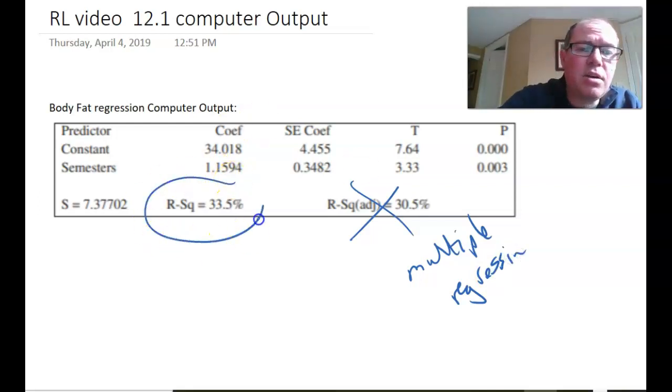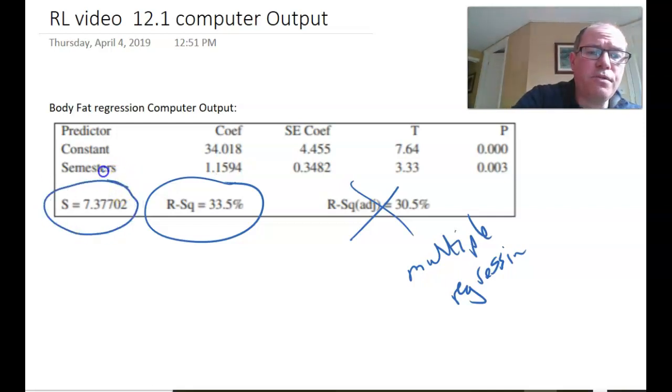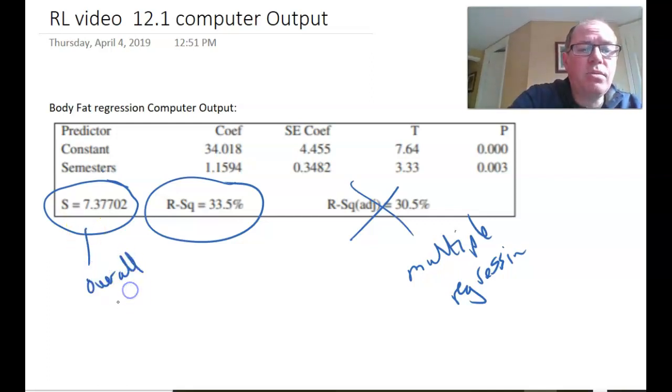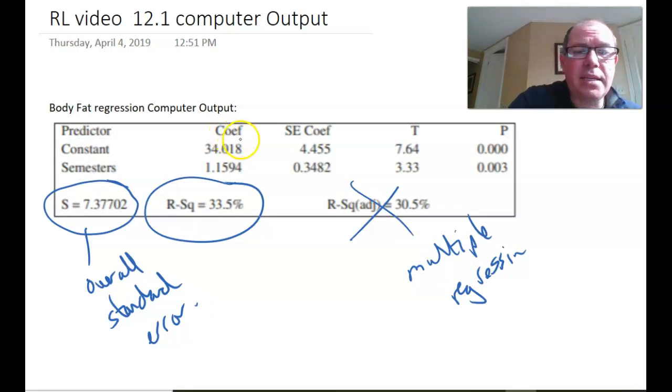So this is the overall R² of the model, which is pretty low in this case. Look for an overall standard error. This could be called S or SE. There's different ways. That's the overall standard error, which we need to compare one regression model with another. It's a good indicator. Now, these are our coefficients, B0 and B1. So the constant would be B0, that's my y-intercept, and the semesters is B1.